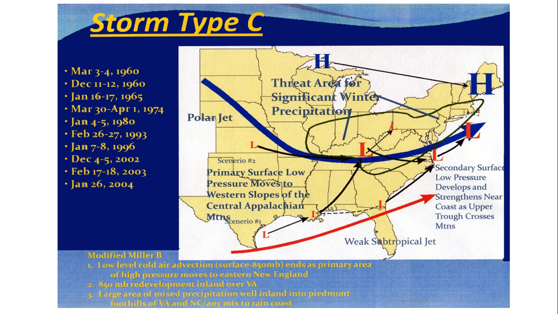The area of low pressure generally strengthens near the coast as an upper trough crosses the mountains. That will give extra energy to the system at the surface. But again, this is a case where you're getting more of an onshore wind, more of a northeasterly wind, which for Hampton Roads generally will result in an elevated warm layer, the area above the ground, above 32 degrees Fahrenheit, above freezing, getting thicker and thicker with time. So primary surface low, there you go. This is storm type C. On the left, you have some of the months, dates and years for this type of event, which has occurred.